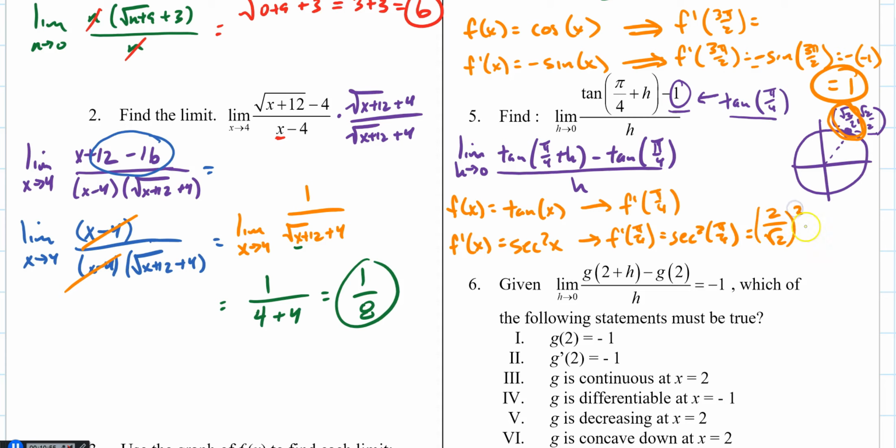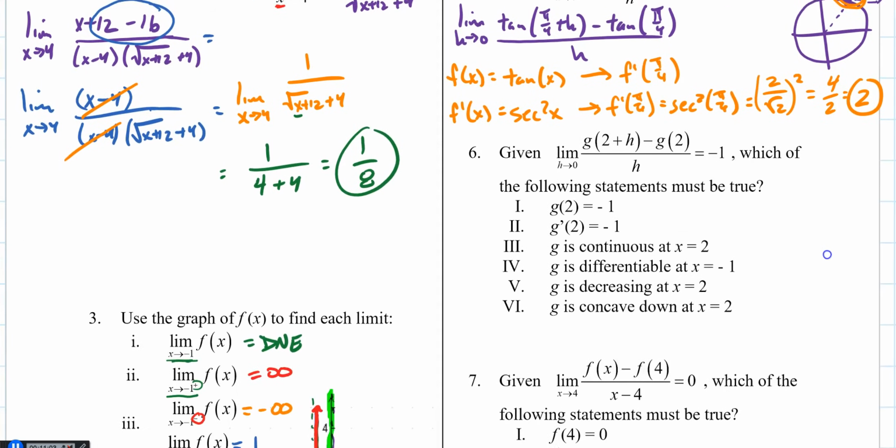Now we're going to square it. That looks a little bit better. And when we square it, we get 4 over 2, which is just 2. All right, moving on to number 6.